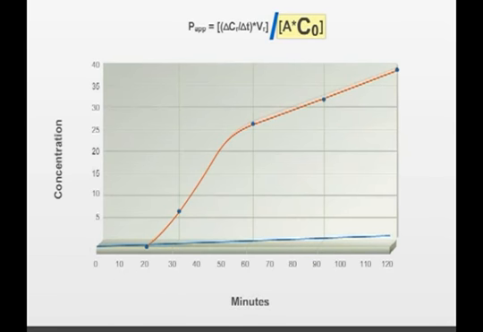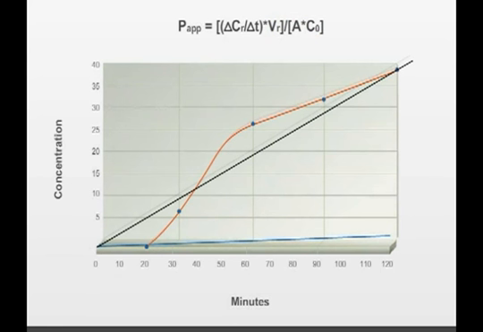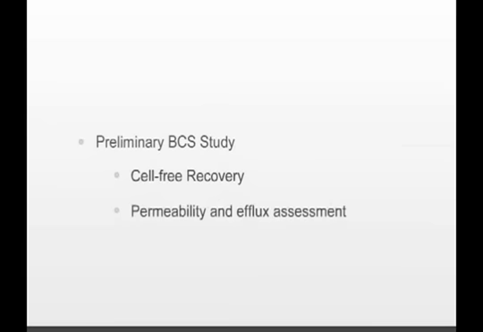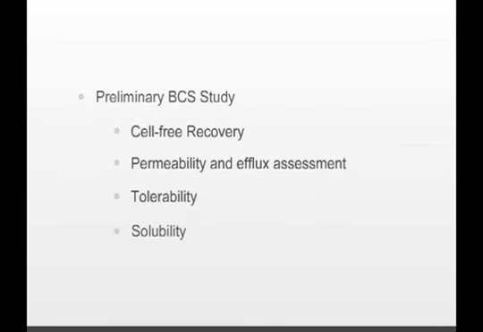Including t equals 0 in the slope calculation severely underestimates the true P apparent value. But as we already said, we never force the line to go through the origin. The true initial rate of accumulation in this example would be determined from the linear portion of the curve between about 30 and 50 minutes. But our protocol is to use the first 3 quantifiable time points. In this particular example, we would use the 30, 60, and 90-minute time points and calculate a rate that would slightly underestimate the permeability. The next step is to get an idea of the solubility of the API.